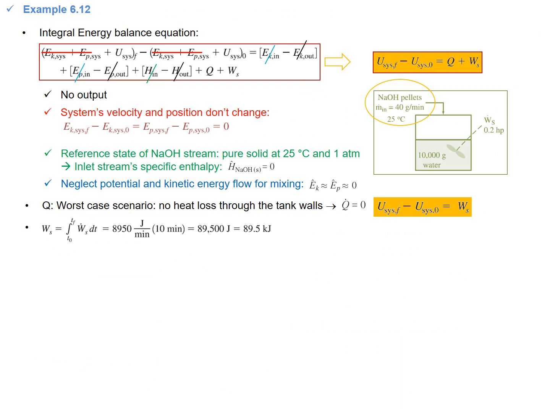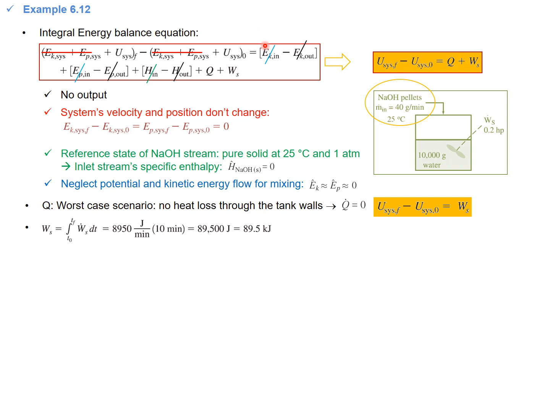Still we are on example 6.12. Then let's go to the integral energy balance equation. So this is the full version of the integral energy balance equation. So final minus initial for the system energy terms, and each energy term has kinetic, potential, internal energy. And then let's go to the right-hand side of the equation.